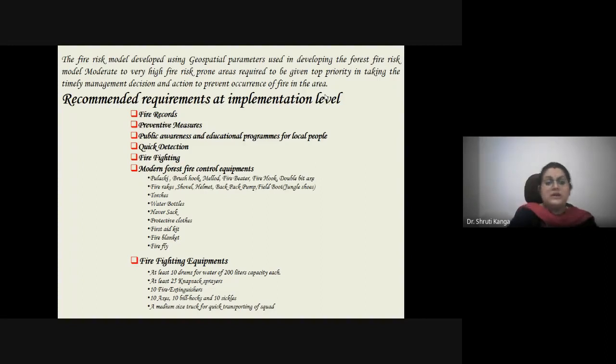So these all are things which we are able to manage with the different forest fire plans, which at the various division levels various people are having.